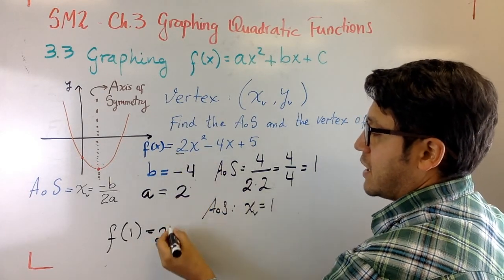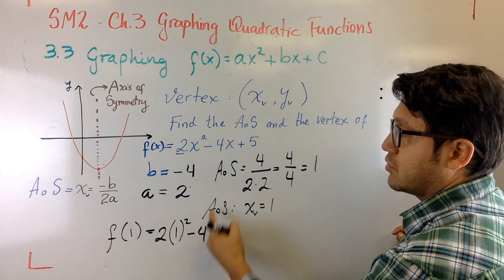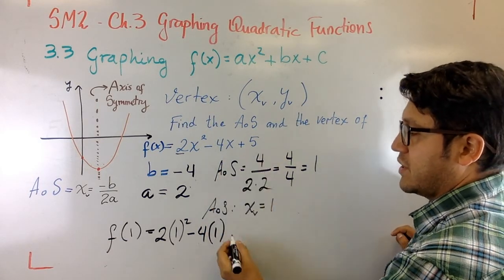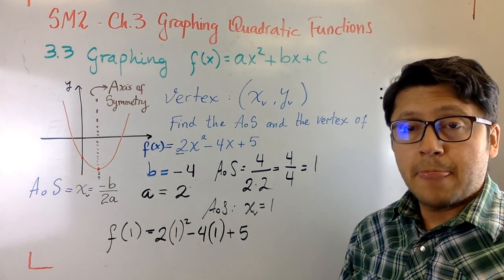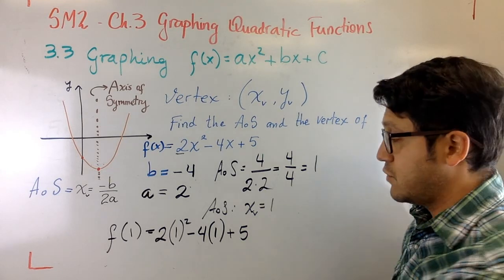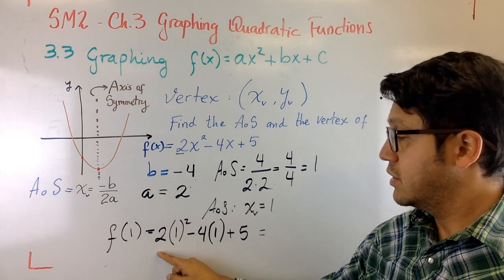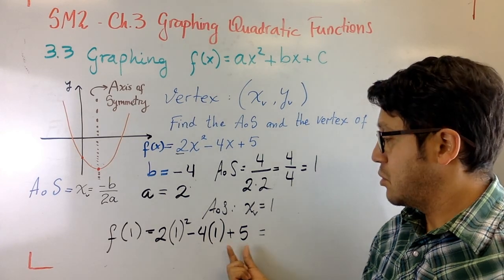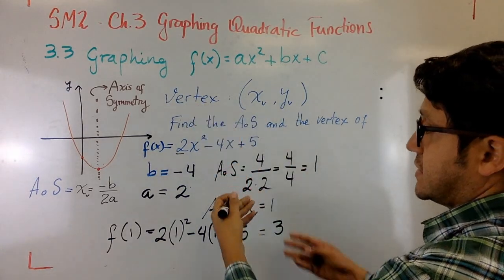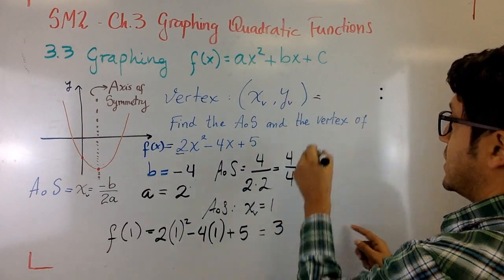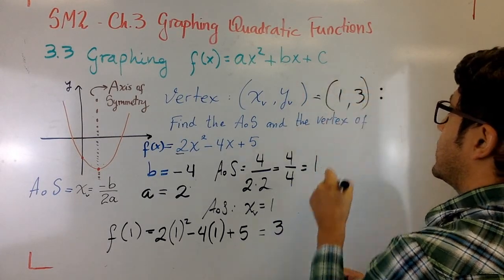So 2 multiplied by 1 squared. Then we subtract 4 multiplied by 1, and then we add 5. Now we run all this operation taking into account the order of operations, or PEMDAS for some of you. So we got 1 squared is 1 times 2, it's 2, minus 4 is negative 2, plus 5, so it is 3. So the vertex of this function will be located at x is 1 and y is 3.